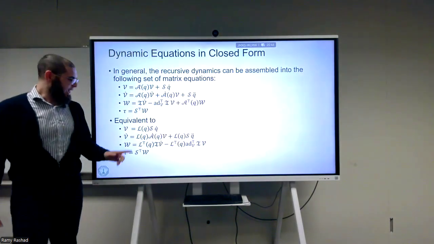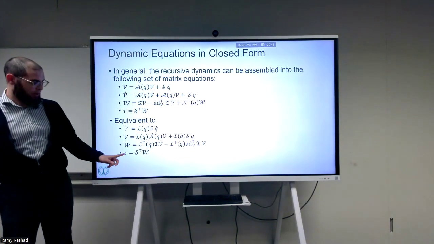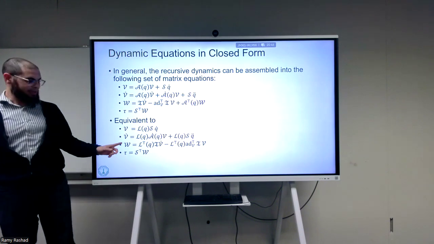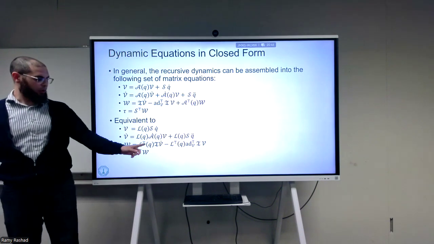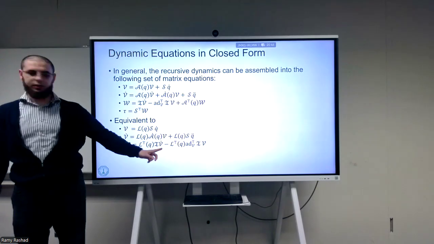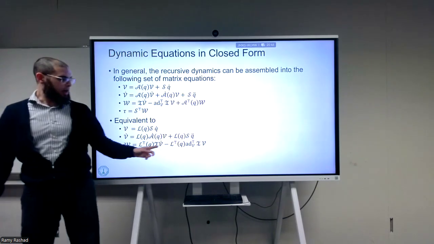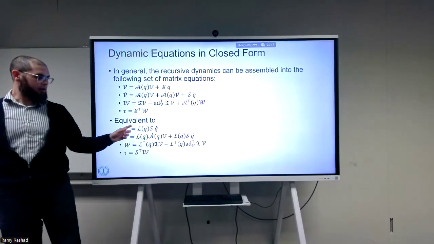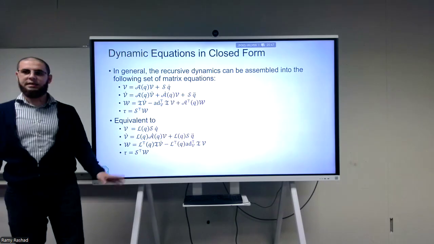So you see I can take the V. So let's take this tau. Tau is equal to S transpose multiplied by W. This is the W. It's L transpose multiplied by I by V dot. So I have V dot here. I can plug it in this term. And I have here the V twice. So I can plug in that term. That's exactly what we're going to do.